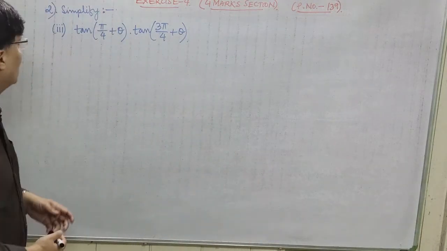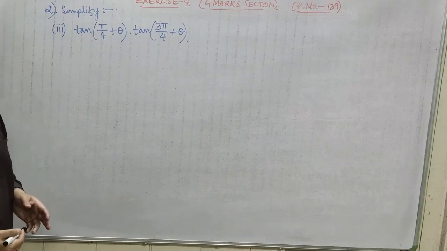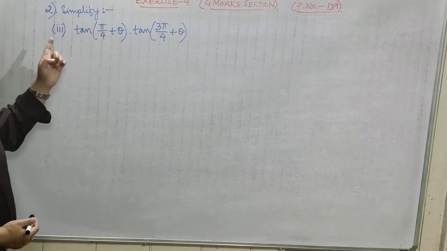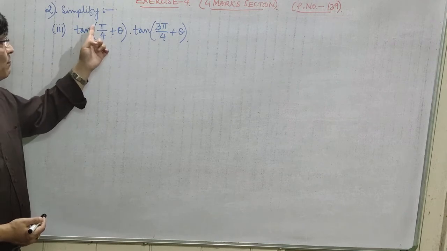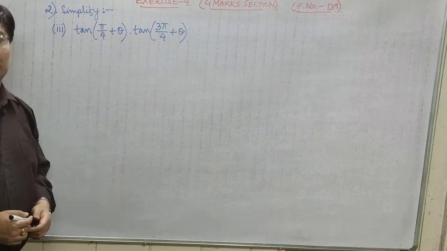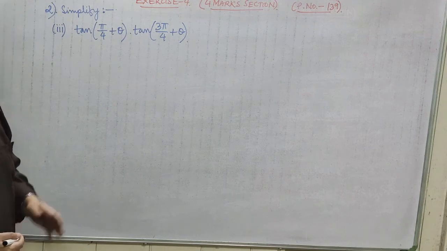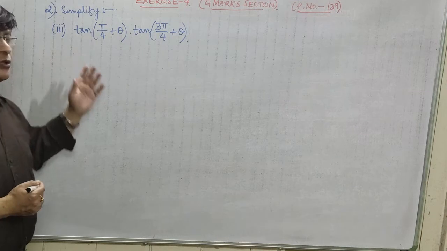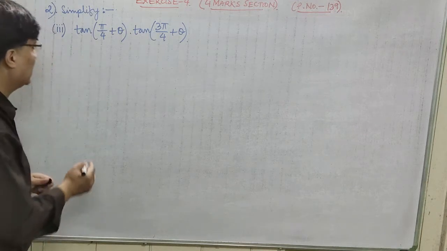So now we'll do the next question, that is question number 3 of number 2. So let us simplify this expression. It is given that tan of (pi by 4 plus theta) dot tan of (3 pi by 4 plus theta). So let us simplify it.